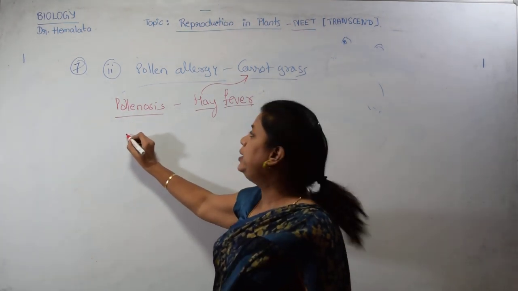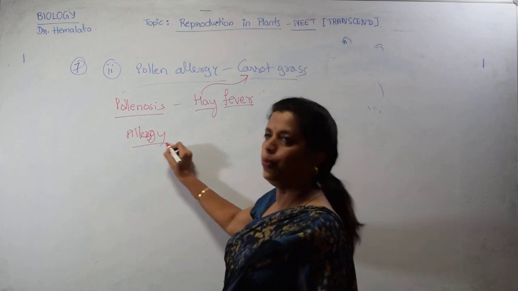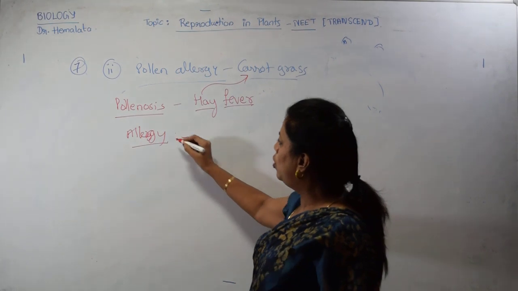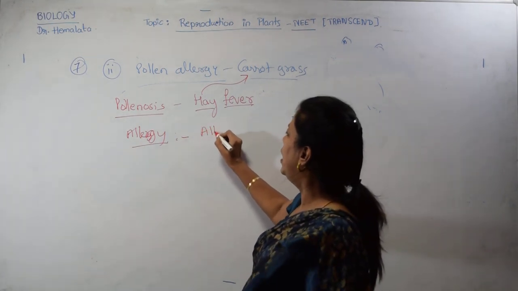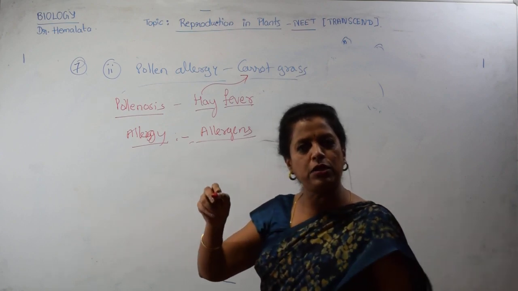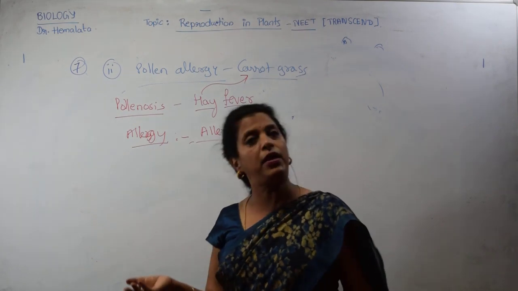So what I told you right now is about the allergy. Allergy caused by pollen grains. What are the characteristics or symptoms of allergy? Those which cause allergy are called allergens. Then I told you what the allergens are. Mainly pollen grains are the allergens. Apart from that, there are a lot of other allergens.